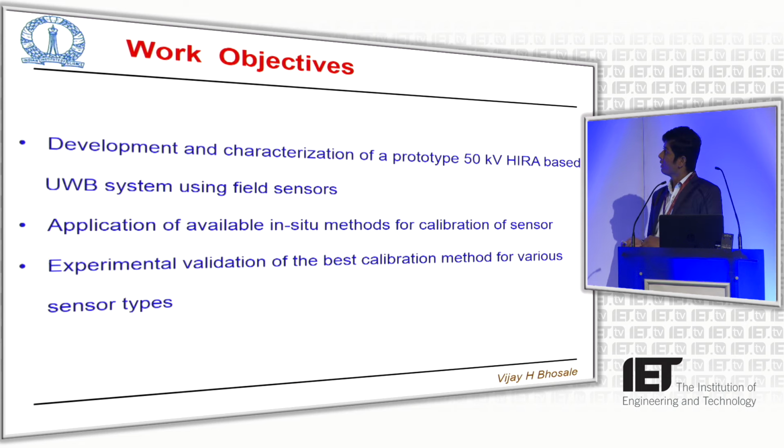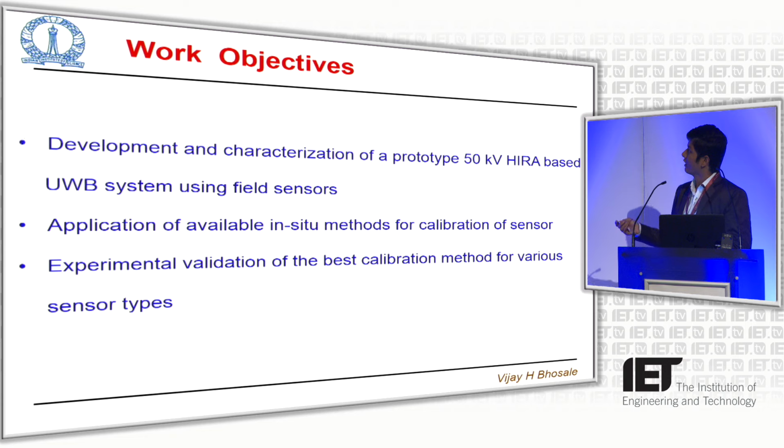Now, the objective of today's work is the development and characterization of a prototype 50 kV HIRA-based UWB system using a field sensor. The application of available in situ methods is for calibration of sensors, and the experimental validation of the best calibration method for the various sensor types. So we compare with different types of sensors and whatever sensor is developed in the laboratory.